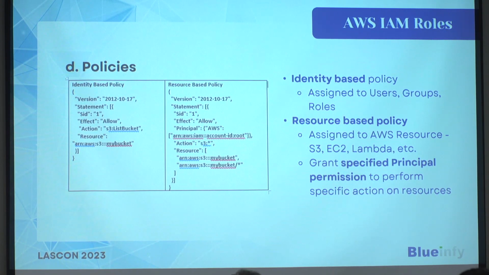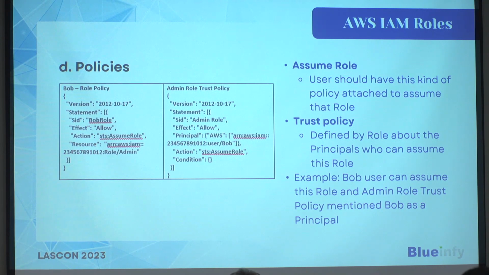There are identity-based policies, which are assigned to users, groups, and roles. Resource-based policies are assigned to your S3 bucket, EC2, Lambda, all the AWS resources. In a resource-based policy, you would have a principal, because that resource is saying that only this particular principal can access this resource. That's why that principal should be least privilege. And there is assume role, which I mentioned before. With assume role, a user can try to assume a role, and the trust policy is where the role specifies that only this particular user can assume this particular role. That is defined in your trust policy.